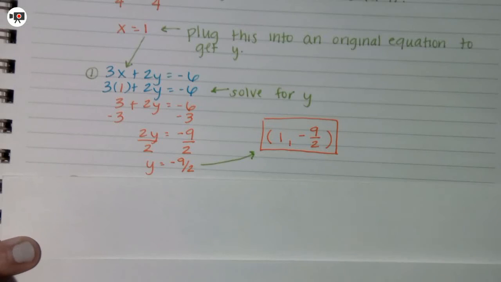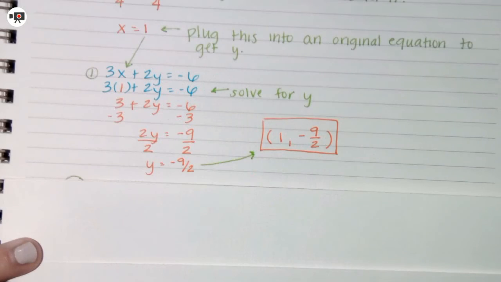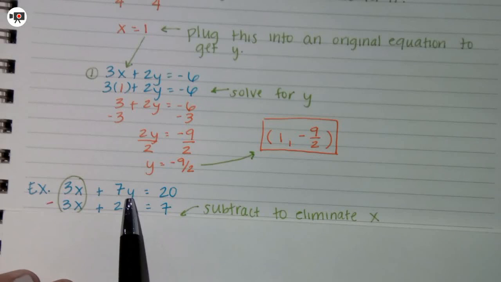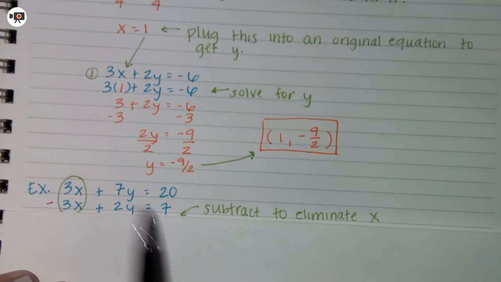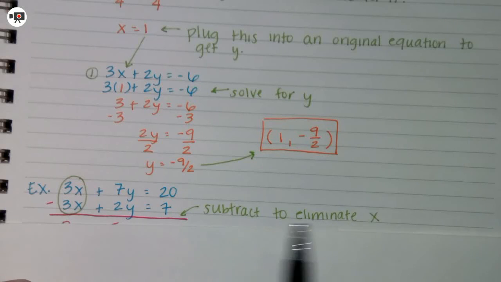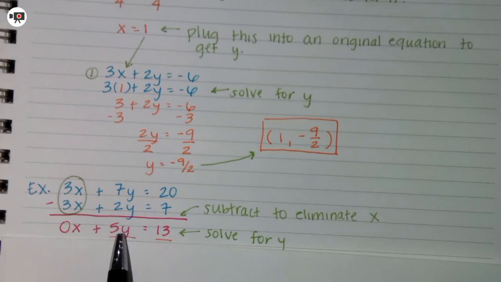Now let's look at part of another one, just to see. Up here we were adding, now on this one it's going to be different. So I have 3x + 7y = 20, and 3x + 2y = 7. They're both a positive 3x, so I'm going to subtract them to eliminate this x variable, because 3 minus 3 is 0. 7 minus 2 is 5, and 20 minus 7 is 13.